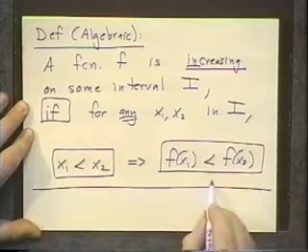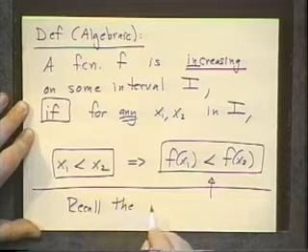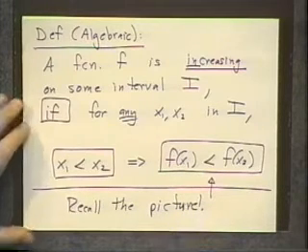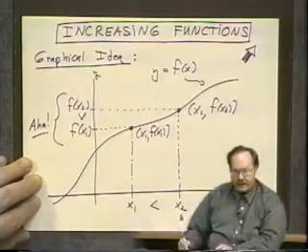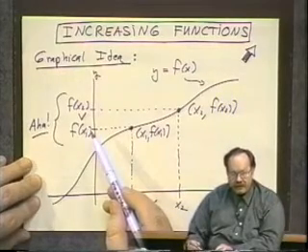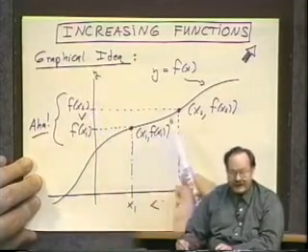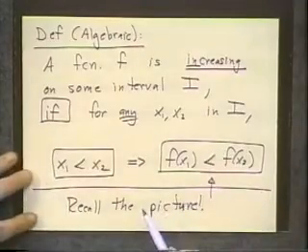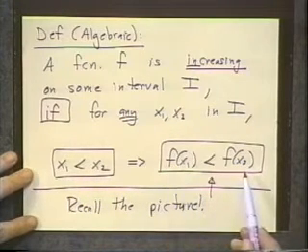And how do you remember this? Well, you recall the picture. And if you recall the picture, it's very hard to ever get this wrong. Okay, let me bring the picture back. In the picture, if you go from x1 to x2 and the function's increasing, then the first y value f of x1 must be less than the second y value f of x2. That's what increasing means. It means you get higher as you go to the right. And that's all that I've written down here in the algebraic definition. As you go from left to right, the y values correspond.